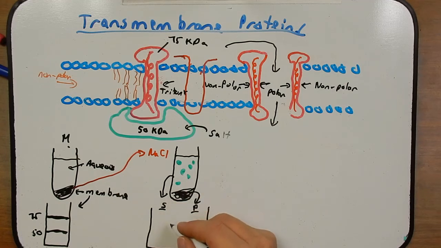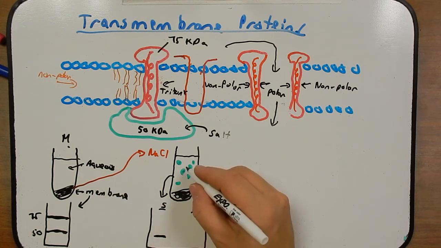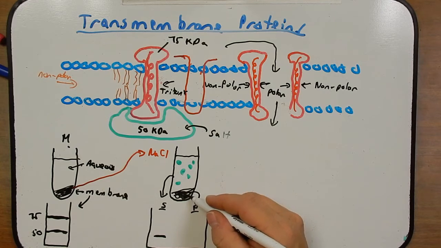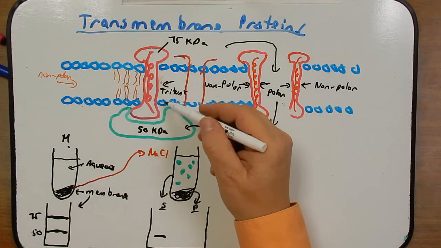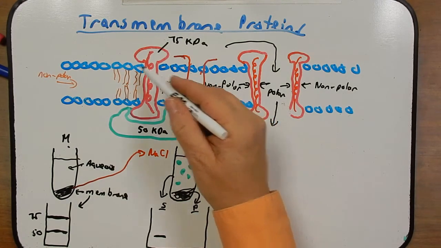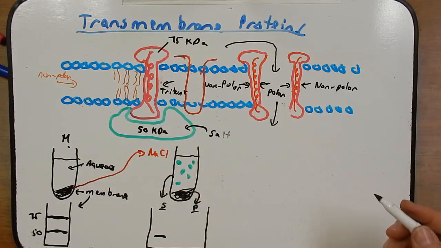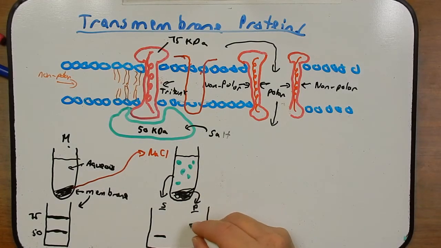And so when we spin this down and we run the supernate on an SDS page gel, you'll see this 50 kilodalton protein. You won't see the 75 kilodalton protein in the supernate, but you will see it in the pellet because it's still attached to the membrane. And the membrane, being this heavier component, will pellet. So we'll still see it here.